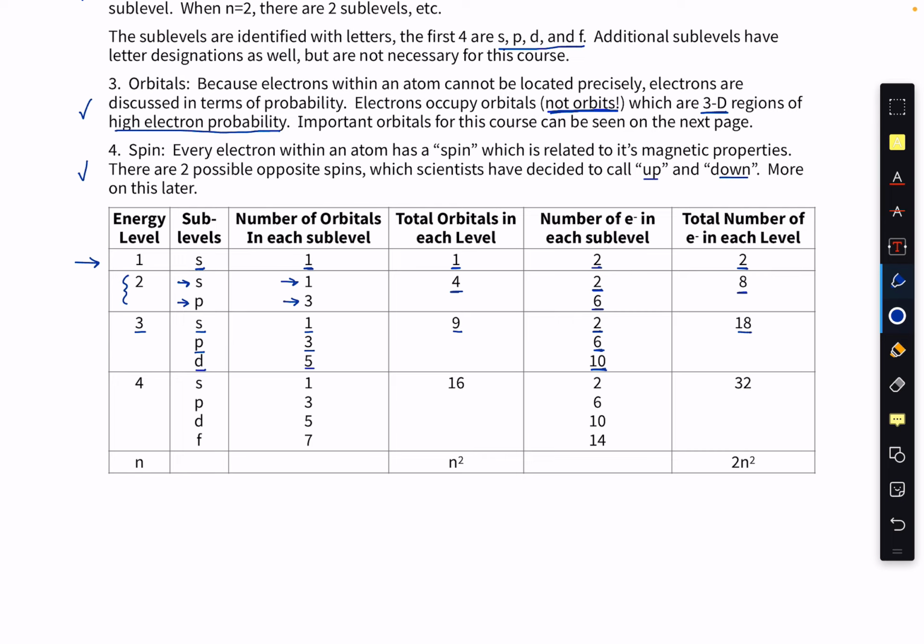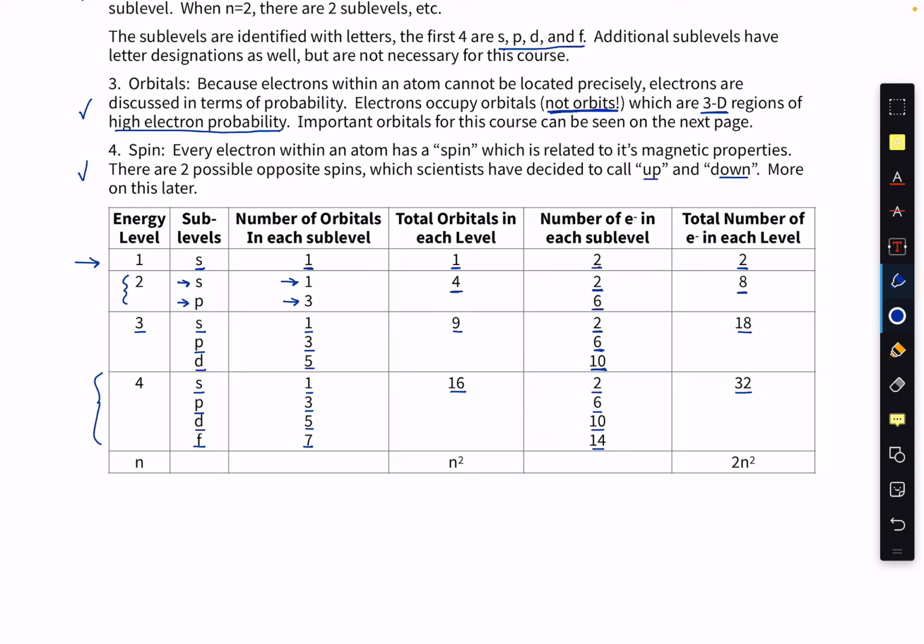And finally, for the fourth energy level, I can have S, I can have P, I can have D, and I can have F. If I look at the pattern, 1, 3, 5, and 7 orbitals in each of those sublevels respectively. So that's a grand total of 16. Again, if I double my odd numbers, I get 2, 6, 10, and 14. That represents the maximum capacity of electrons that can be in each of those sublevels for a grand total of 32.